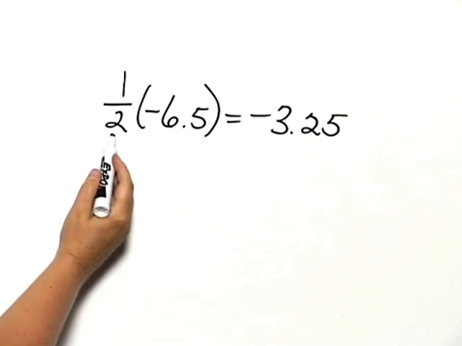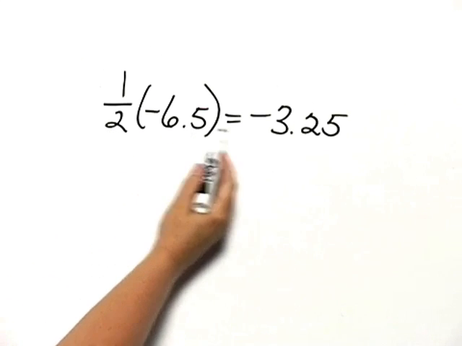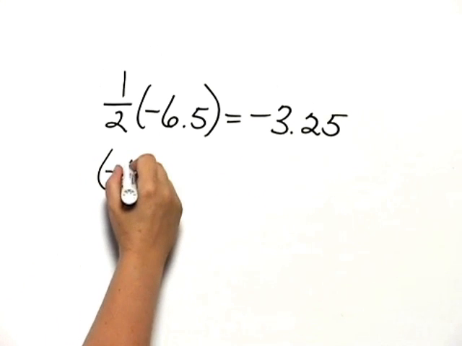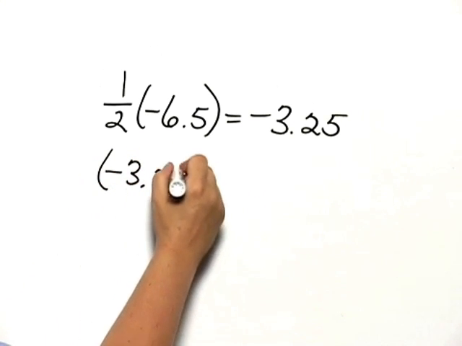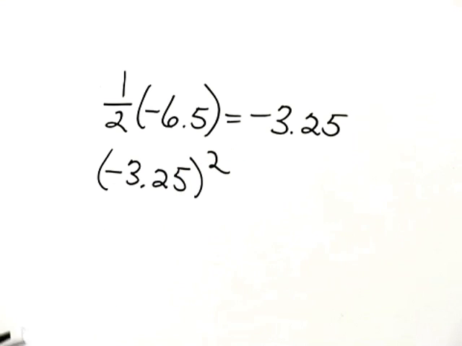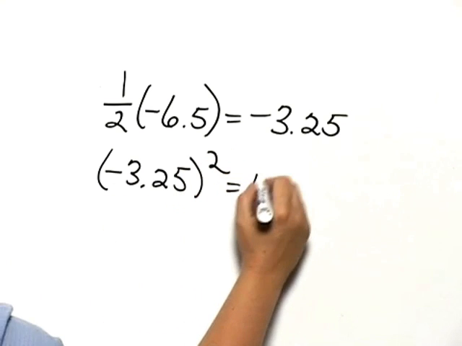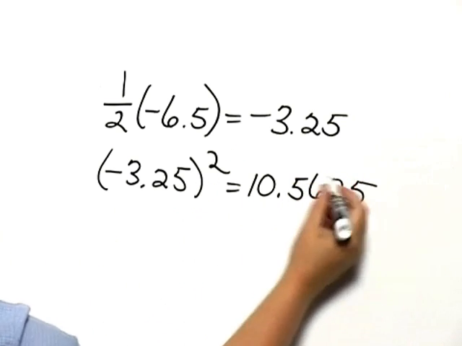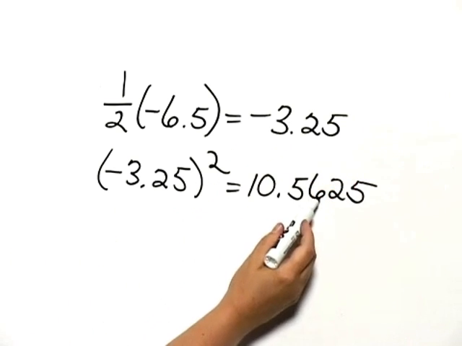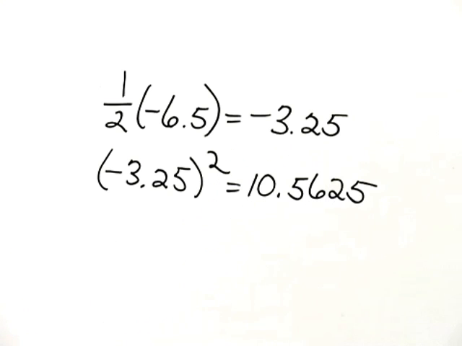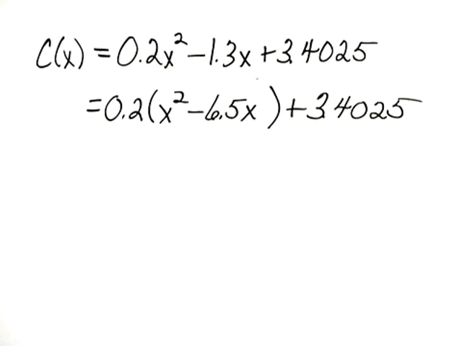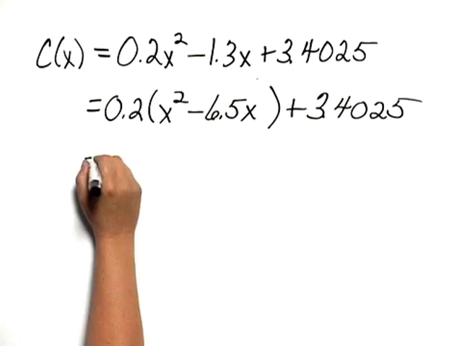Now to complete the square, I need to take half of negative 6.5 and square it. Half of negative 6.5 is negative 3.25, and negative 3.25 squared is 10.5625. We'll take this number and add it in order to complete the square.